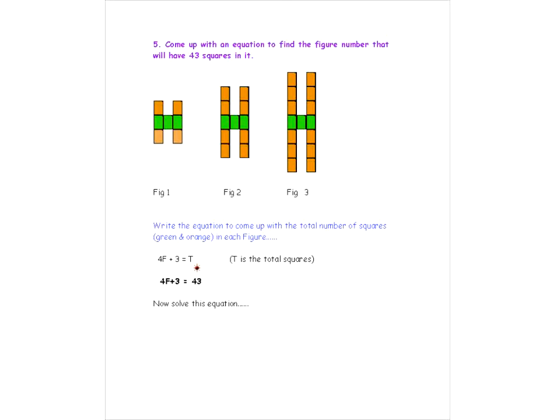Okay, so now what the question says, the question told us we need to find an equation to find the figure number that will have 43 squares in all.